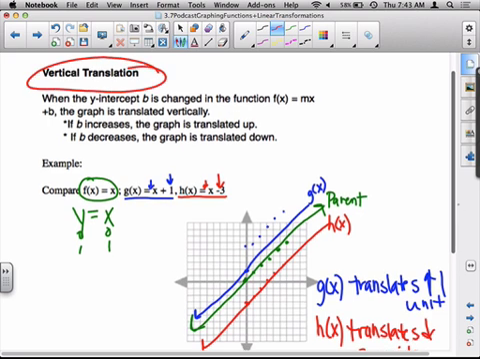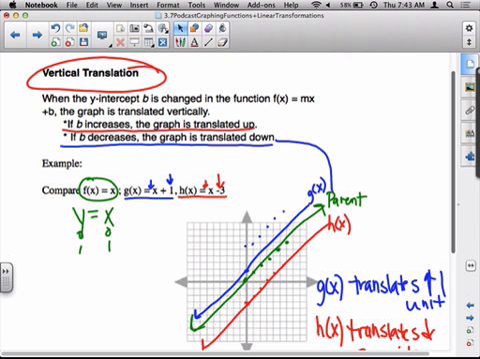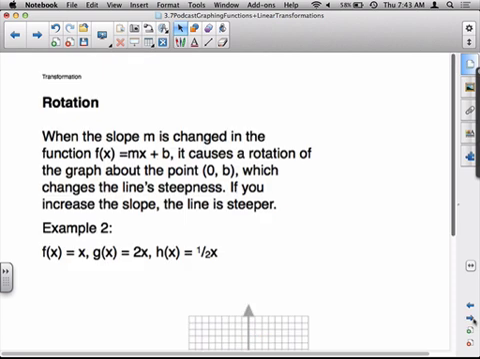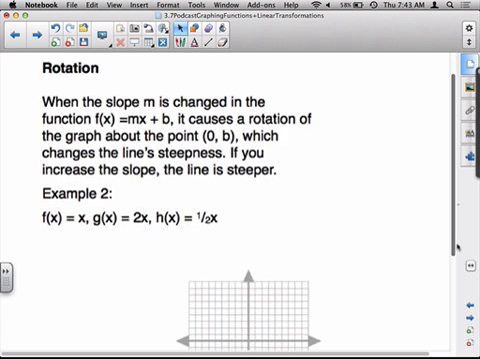And what occurs in a translation? If our b value increases, the graph is translated up. If our b value decreases, the graph translates down. So you can see this happening in the example. All right, now a rotation. When the slope m is changed in the function f of x equals mx plus b, it causes a rotation. So let's compare graphs on this one.